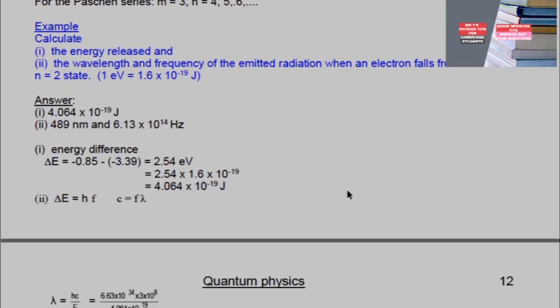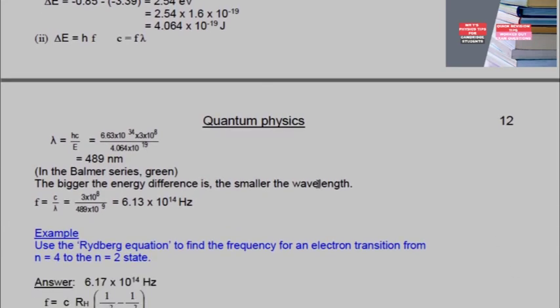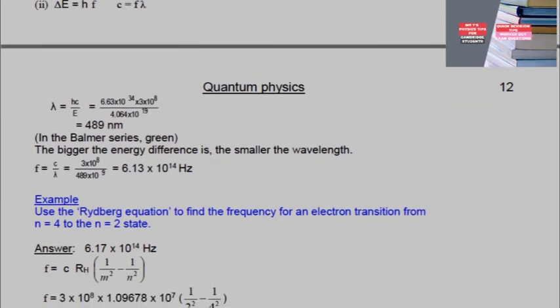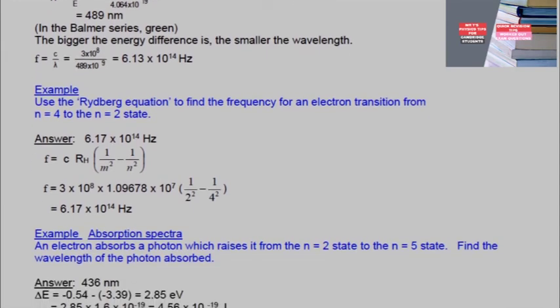So they've worked it out for you. So minus this, minus like that, exactly like I showed you. You get that. Then hf, so we divide by Planck's constant to get f. And also you can use hc over lambda to make lambda the subject to get lambda there. And then also an example to apply the Rydberg equation is given there.